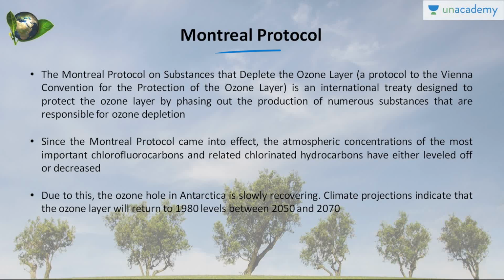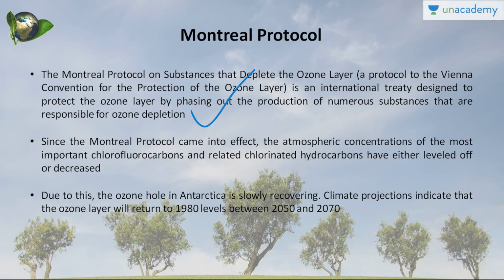The Montreal Protocol on Substances that Deplete the Ozone Layer, a protocol to the Vienna Convention for the protection of the ozone layer, is an international treaty designed to protect the ozone layer. How? By phasing out, meaning gradually eliminating, the production of numerous substances that are responsible for ozone depletion.